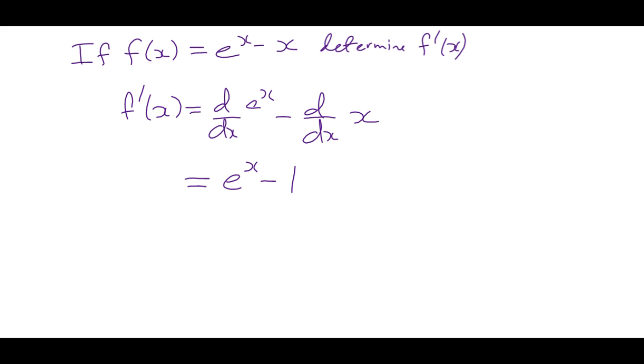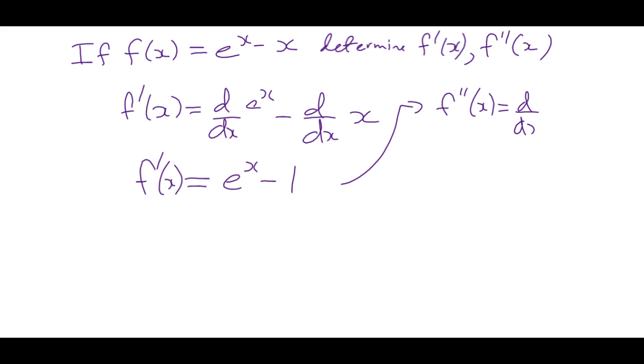And then let's say we do determine f prime. Let's do f double prime. So that's f prime, the first derivative, and then the second derivative. So f double prime of x is simply e to the x. The derivative with respect to x of e to the x minus the derivative with respect to x of 1, which is e to the x minus 0, or just e to the x.